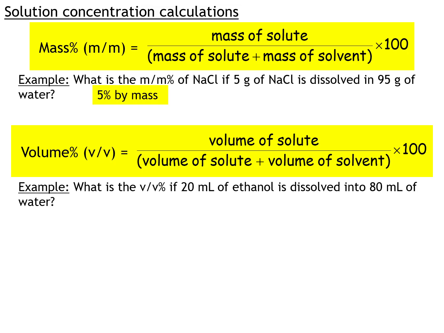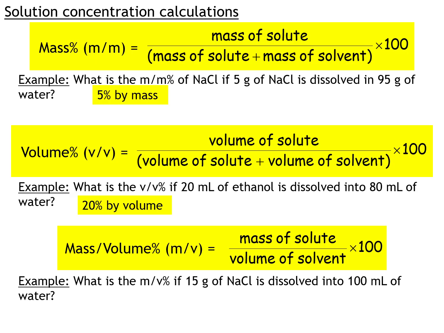So if we have 20 milliliters of ethanol and we have 80 milliliters of water, the total volume is going to be 100 milliliters. It actually isn't, but we're going to assume it for this particular problem. And then times 100, and we would get 20% by volume.